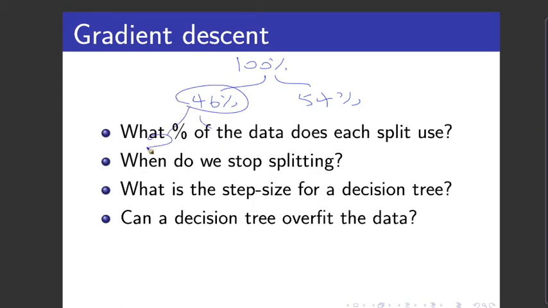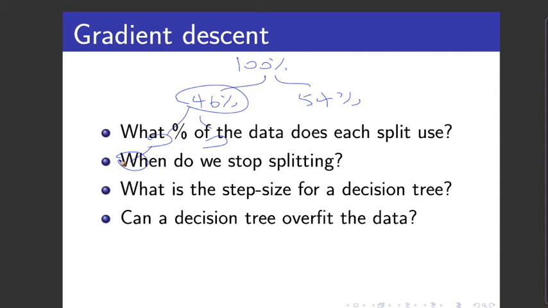And of course, as we do more and more splits, we end up with less and less data. So at the end, we're going to be splitting leaves which have a very small amount of data in them, based on what we see in the training data. Is that likely to be a really good idea? Are those splits likely to generate good predictions on test data that the model has never seen before?